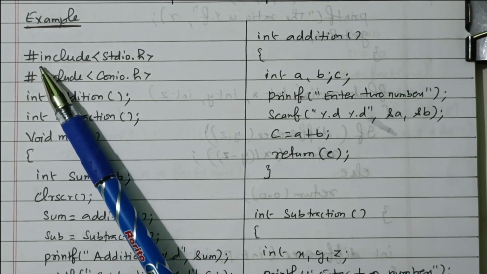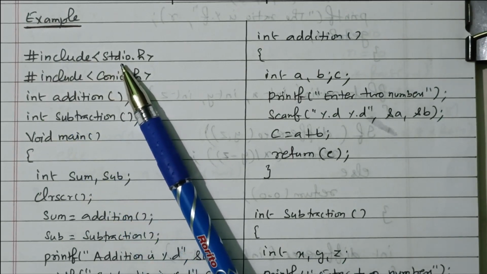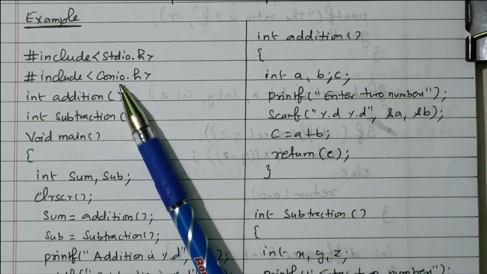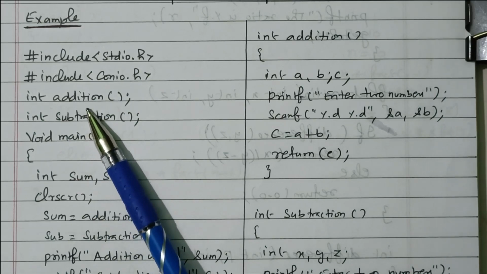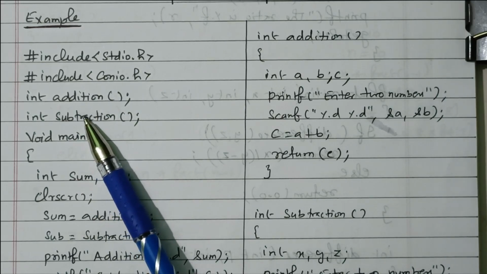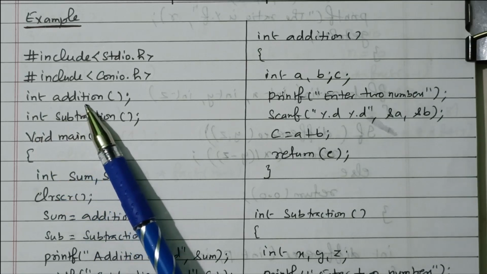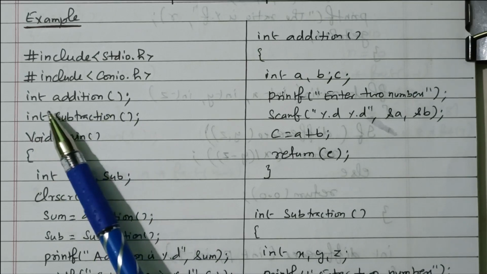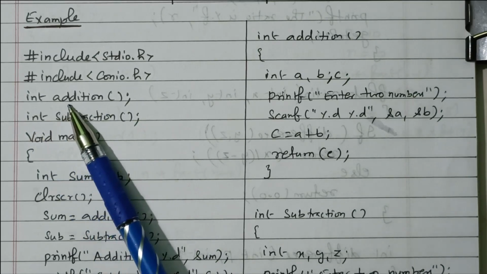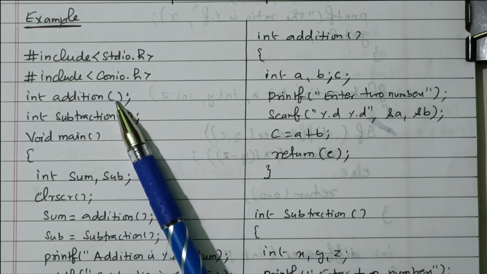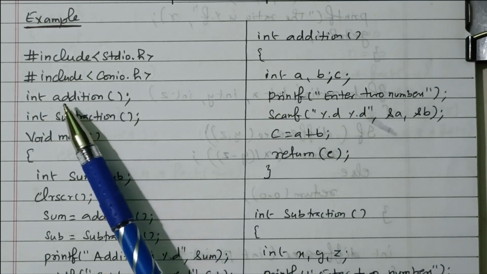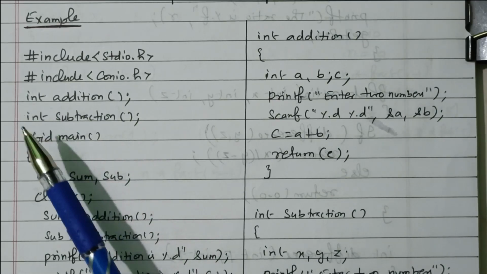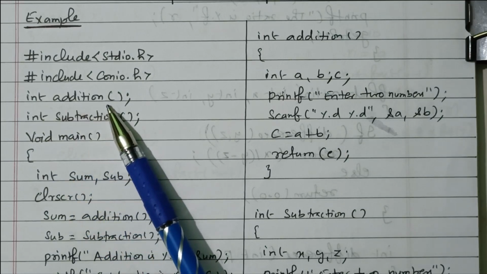First we'll include the header files: stdio.h, conio.h. Before going to the main program, we need to declare the function. This is called function declaration. Function declaration has three parts: what is the return type, what is the function name, and what are the parameters. Here the return type is integer. The function name is addition. No arguments are available. So this addition function will not take any argument and it will return an integer value. So all these things are declared here.